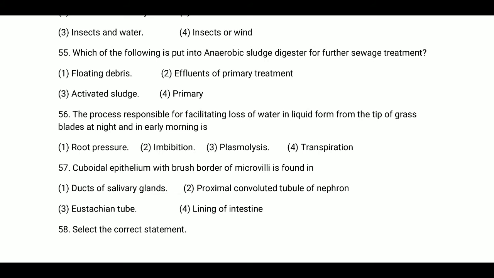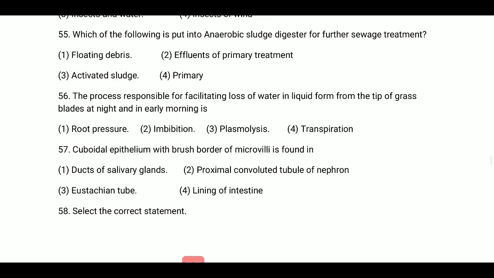First option is right. Cuboidal epithelium with brush border of microvilli is found in ducts of salivary glands, proximal convoluted tubule of nephrons, eustachian tube, a lining of intestine. Cuboidal epithelium is found in which place is the question, and for this the right answer is proximal convoluted tubule of nephron is the right answer.